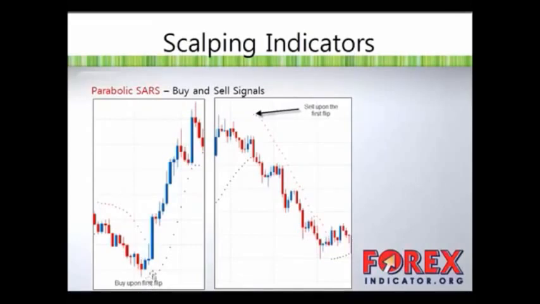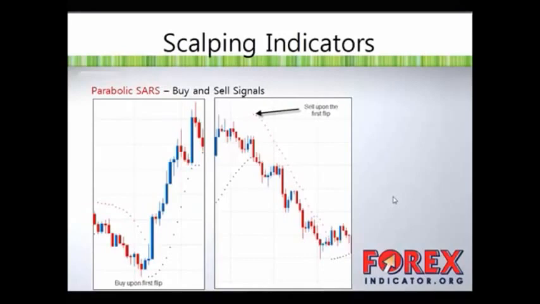How this indicator works is that we usually enter a trade when the dot flips side. You can see the dot here flips to the bottom, and this gives us a buy signal. You can see buy upon first flip, and the price moved up, and this is the profit. Take a look at this picture here. The dot is initially below, and as it flips above the candle, it gives us a sell signal. If you enter a sell trade here, you can see the profit that you're making. This is how powerful the parabolic SAR is.